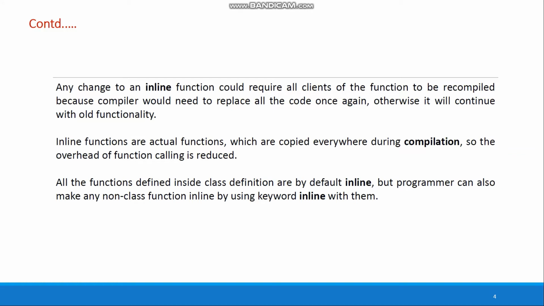All the functions defined inside the class definition are by default inline. All of you remember this point. This is a very important point. All the functions defined inside the class definition are by default inline. But a programmer can also make any non-class function inline by using the keyword inline with the particular function. If we are putting any function definition inside a class definition, it is inline by default. But if the programmer wants to define any function outside the class as inline, we should put the keyword inline on the particular function.